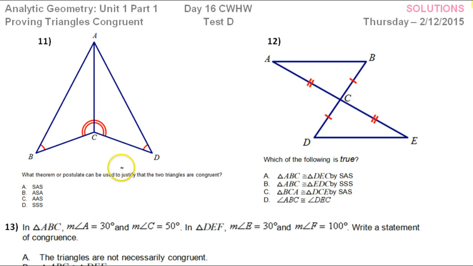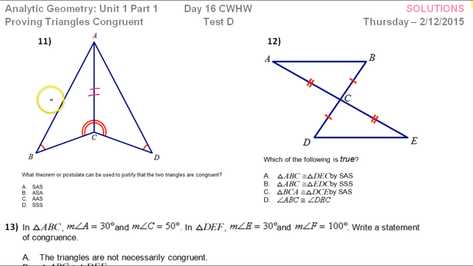But first, problem number 11. What theorem or postulate can be used to justify that these two triangles are congruent? Well, in addition to what is already shown marked for us, we know that this shared side AC is going to be congruent to AC by the reflexive property. So if we look at all three pieces of information, we have angle, side.